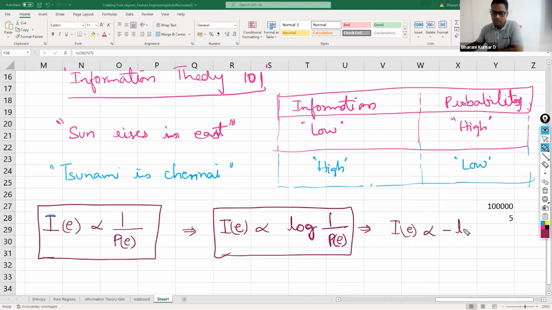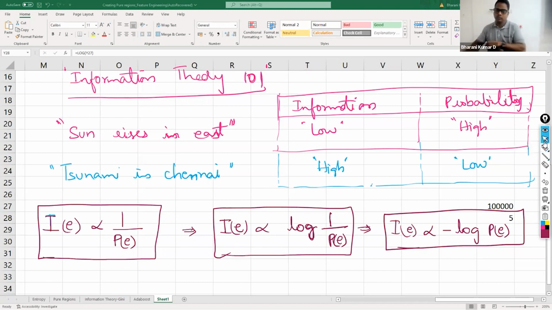It would become minus log of probability of event. Okay, this is the formula that you get. I'm just taking it to the numerator, that's it. Are you all here? All good until now? Okay.